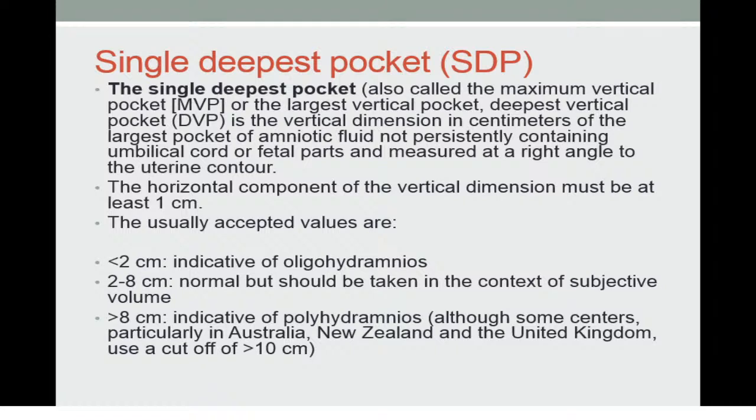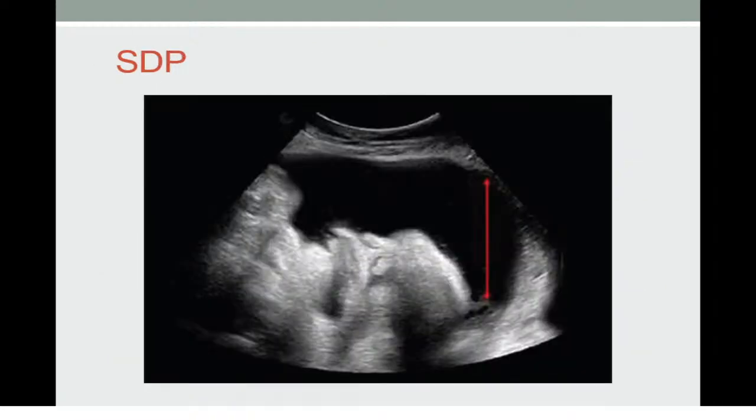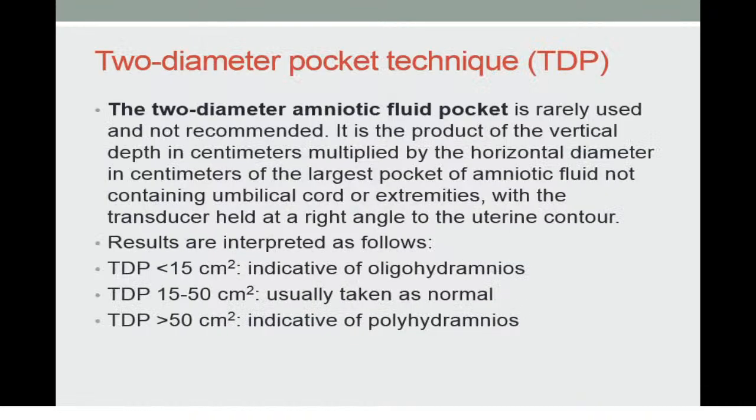And single deepest pocket, also called the maximum vertical pocket, the largest vertical pocket, or the deepest vertical pocket, is the vertical dimension in centimeters of the largest pocket of amniotic fluid not persistently containing umbilical cord or fetal parts, and measured at a right angle to the uterine contour. The horizontal component of the vertical dimension must be at least 1 centimeter. The usually accepted values are less than 2 centimeters in the case of oligohydramnios, 2 to 8 normal, more than 8 indicates polyhydramnios. Here is shown single deepest pocket.